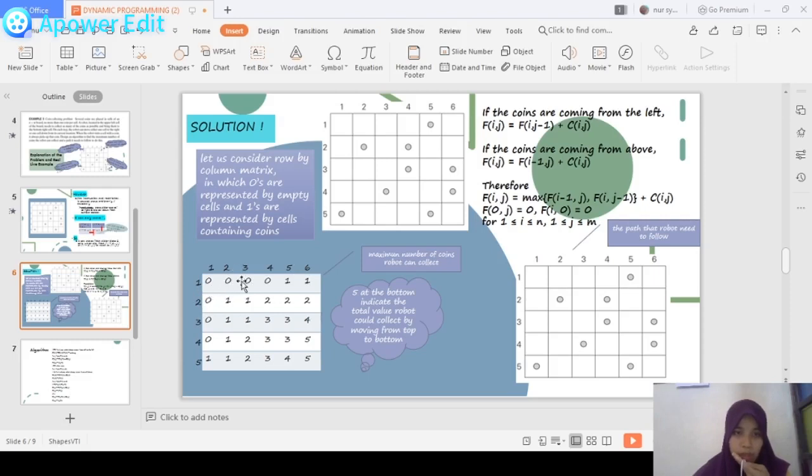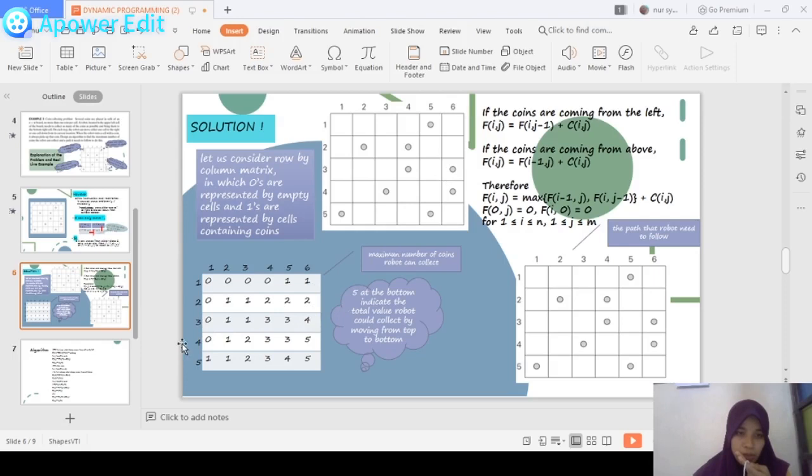And 0 compared with 0, it becomes 0, and plus the coin here, it becomes 1. And 1 compared with 0, it becomes 1. And 1 compared with 0, it becomes 1. Plus the coin here, it becomes 2. 2 compared with 1, it becomes 2. And 2 also compared with 1, it becomes 2 here. And 0 compared with no cell here, it becomes 0. And 0 compared with 1, it becomes 1. And 1 compared with 1, it becomes 1. 1 compared with 2, it becomes 2. Plus the coin here, it becomes 3. 3 compared with 2, it becomes 3. 3 compared with 2, it becomes 3. Plus the coin here, it becomes 4.